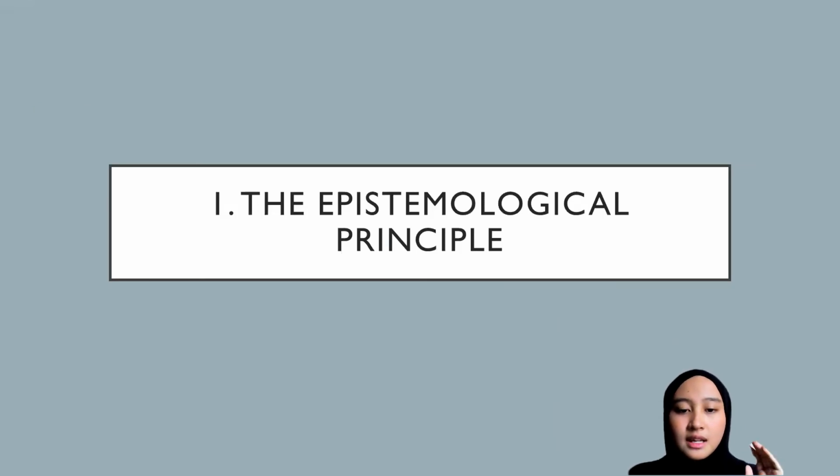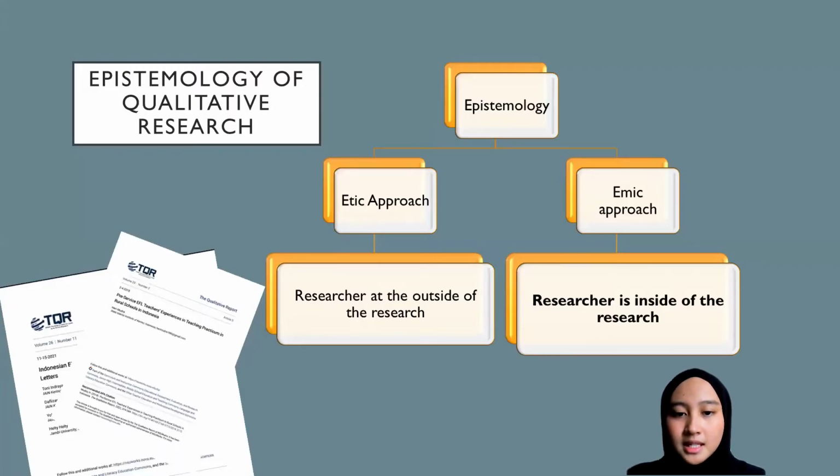Okay, the first thing that has to be addressed is the epistemological principle. The epistemology has two approaches. The first is the etic approach and the second is the emic approach. I'll give a brief explanation about the etic approach first. The etic belongs to positivism. It's quantitative. It means the researcher is outside of the research.